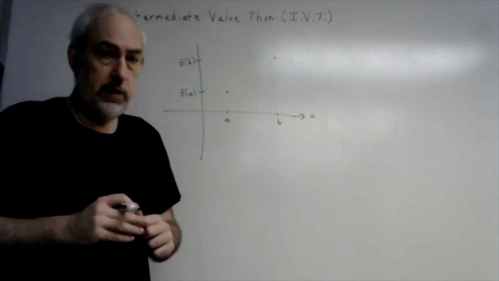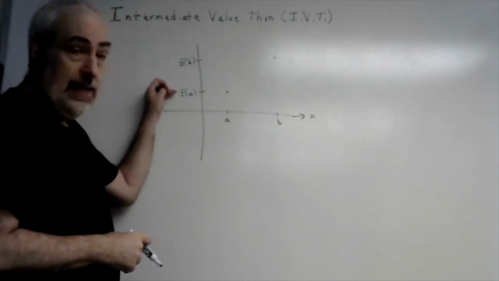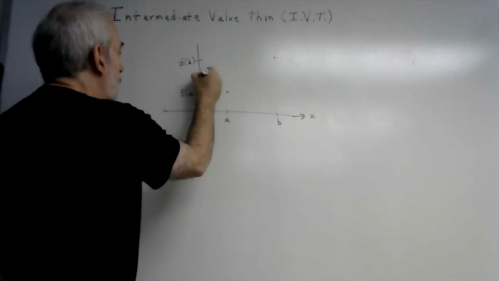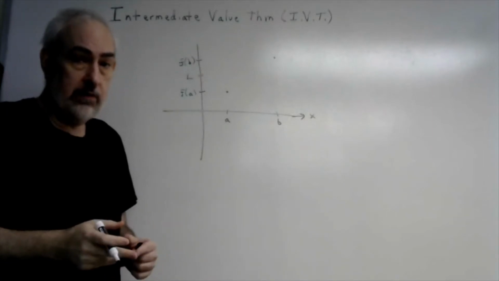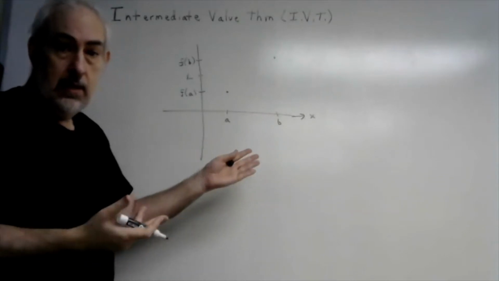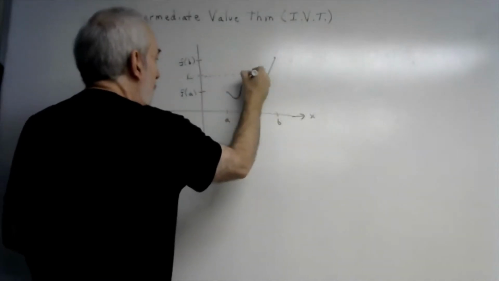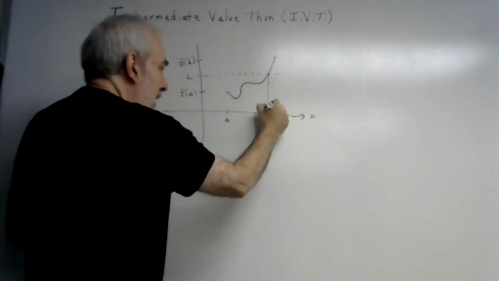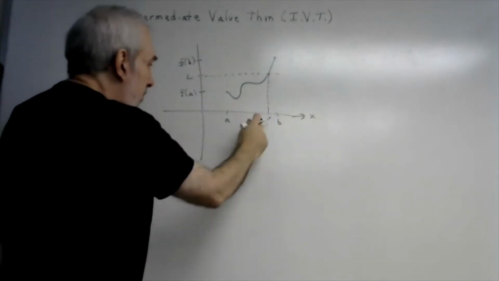Okay, so here's what the intermediate value theorem says: if you choose any value between f of a and f of b, let's call that value L, then our function f of x must equal L for some value of x between a and b, because the function has to be smooth and continuous. Therefore, it has to cross that horizontal line somewhere. And that place must be between a and b. Okay? Maybe let's call this point c.